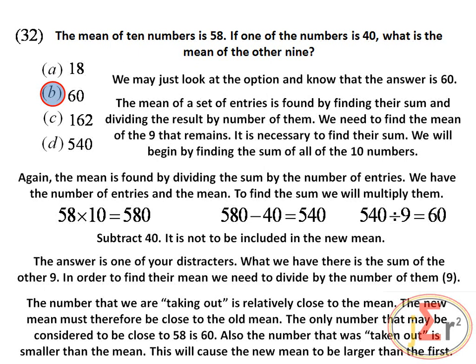Taking out a number that is smaller than the mean will cause the new mean to be greater than the first. And of course, because the number that we took out was relatively close to the mean, then the new mean is going to be relatively close to the old mean. And of course, that is why we were able to select 60 as our correct answer immediately.